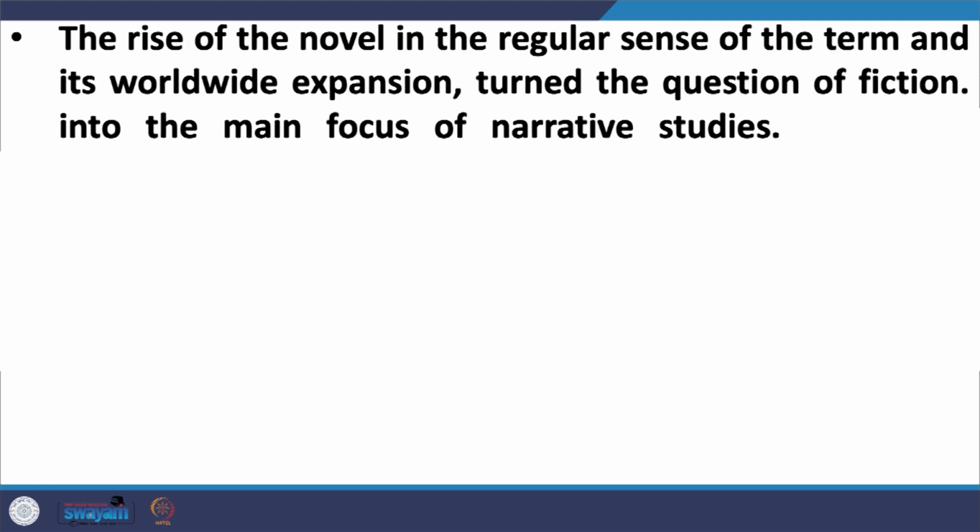The rise of the novel in the regular sense of the term and its worldwide expansion turned the question of fiction, not that of narrativity, into the main focus of narrative studies. Later, the emergence of formalism and semiotics and the linguistic turn of the social sciences pushed the narrative analysis of literary text in the opposite direction, with all of its efforts bearing on minimal, supposedly deeper units and simple concentration.